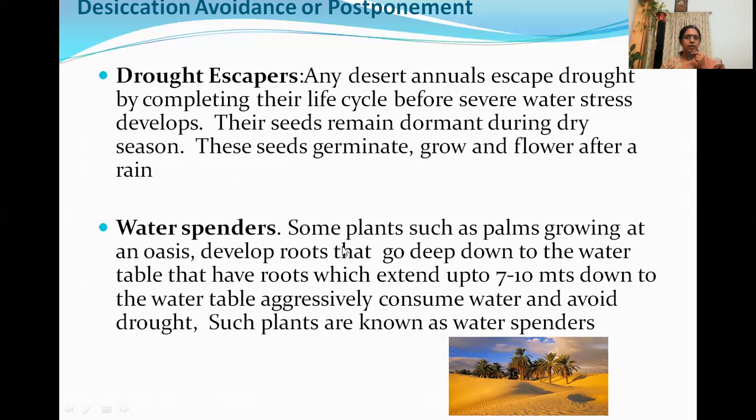Then water spenders. Some plants, such as palms growing at an oasis, develop roots that go deep inside, down to the water table, that have roots which extend up to 7 to 10 meters down to the water table, and it aggressively consumes water and avoids drought. Such plants are known as water spenders. You can see here the water spenders, that is, palm growing in the desert.